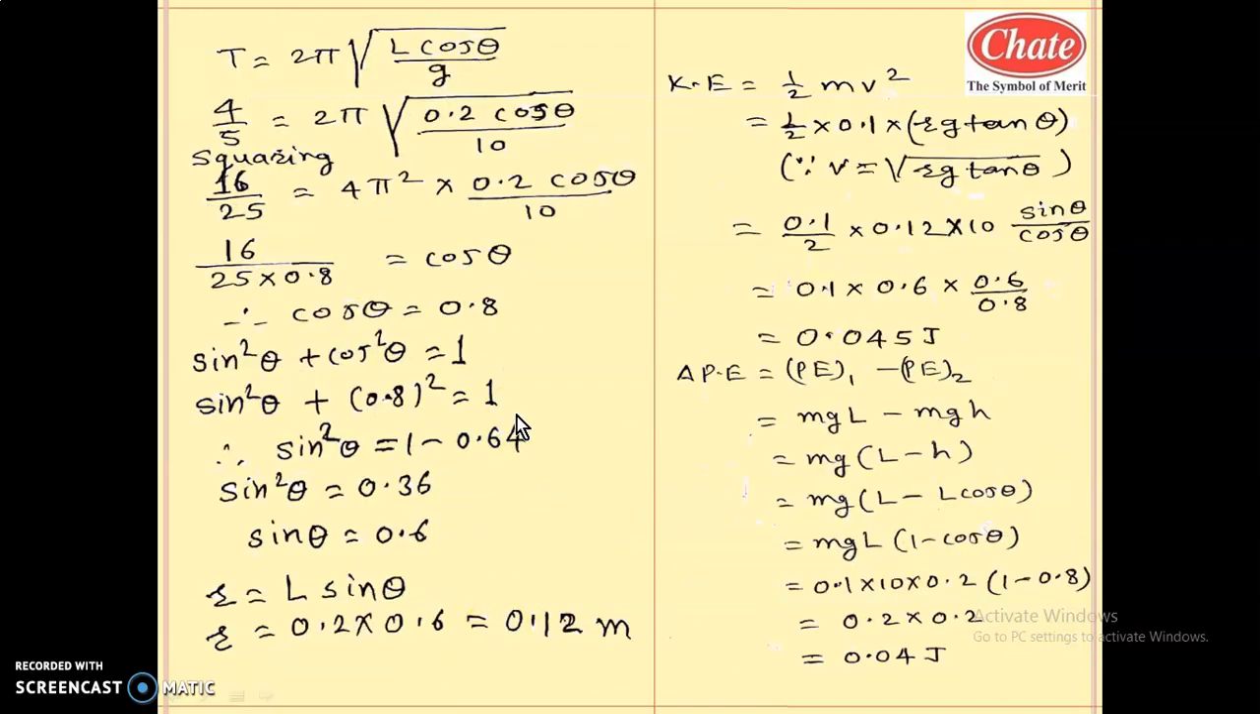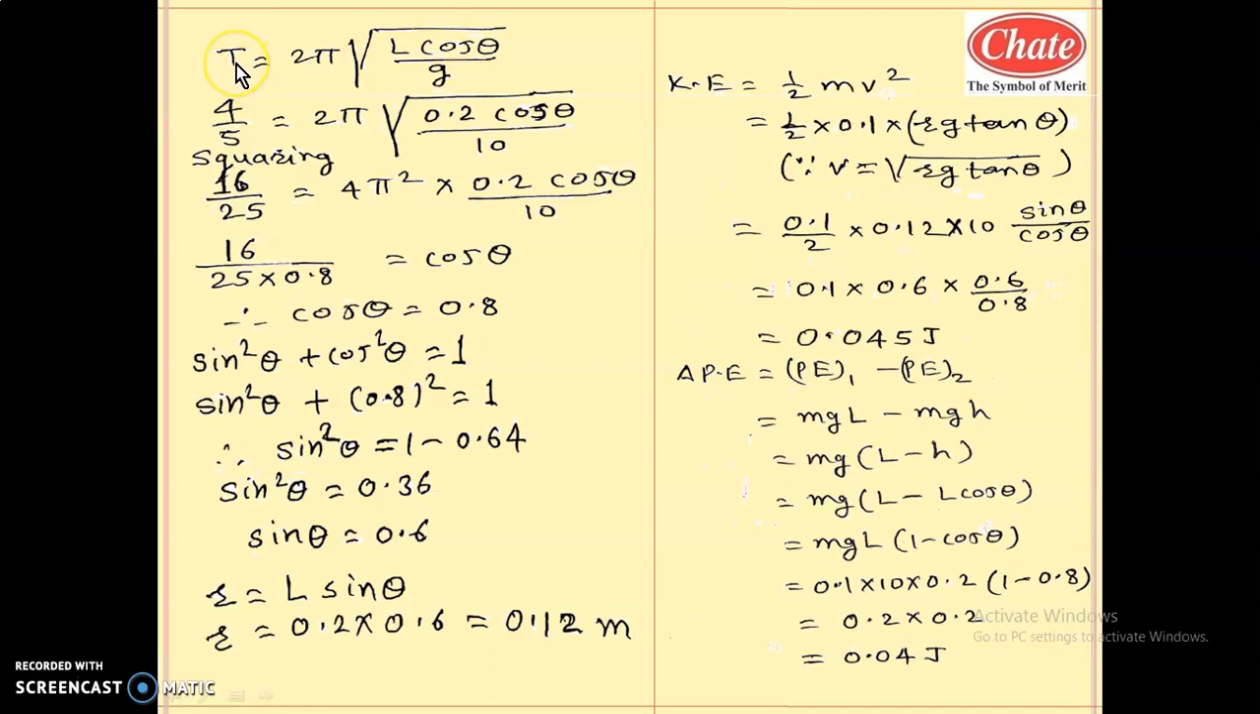To get the kinetic energy and potential energy, we need more values. For example, the kinetic energy formula is half mv square. Here mass is given, but v in the case of a conical pendulum is the square root of r g tan theta. For that purpose we need theta, and theta will be obtained from the frequency formula or the period value. As frequency is given, the period is its reciprocal. The period value we have calculated is 4 by 5 second. Using the formula of period, we will get theta.